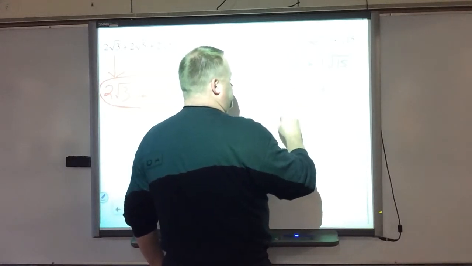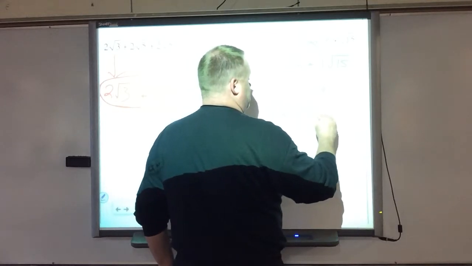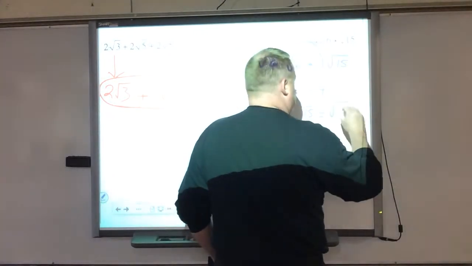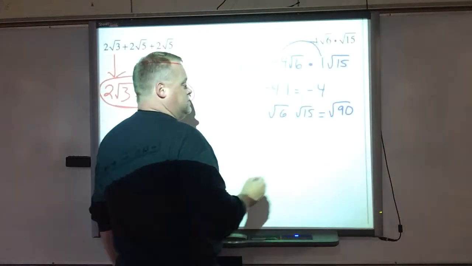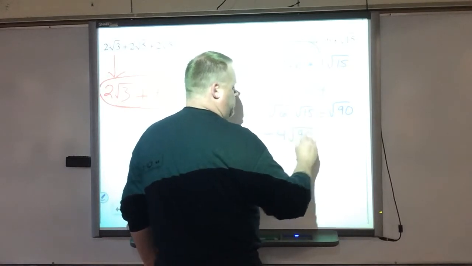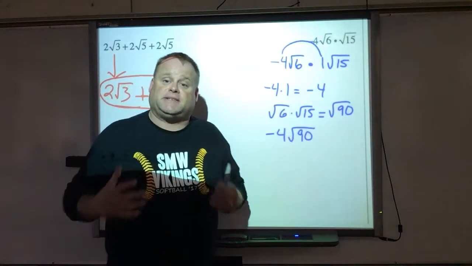And then a radical 6 times a radical 15. Well, 6 times 15 is 90. So this is a square root of 90. So really I have a negative 4 square root of 90. Now it does say simplify.